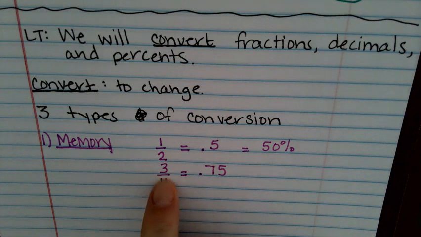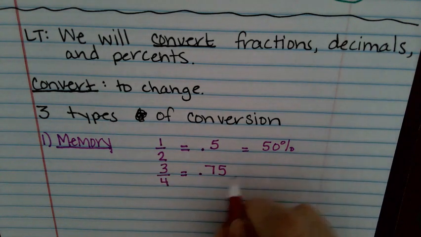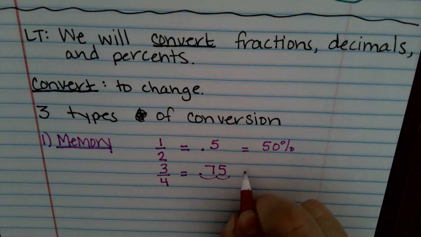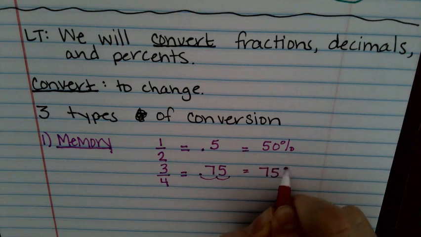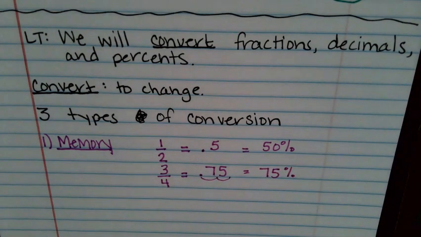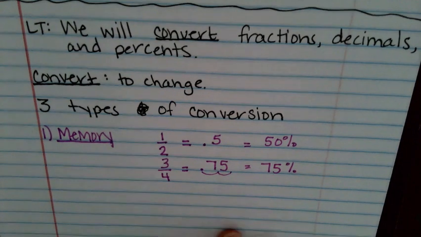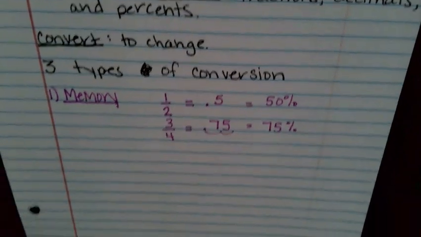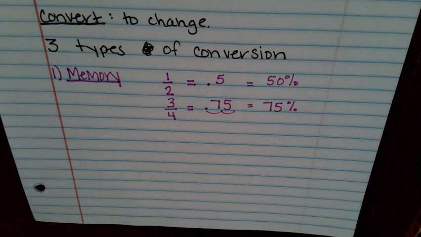If I had 3 of them, that would be 75 cents. And we know that we can just move the decimal 2 places to get 75%. Okay, those are called memory fractions. Some of you have more memory fractions than others, and that's fine. When you come across a memory fraction, it might be different for you than others, and that's okay.